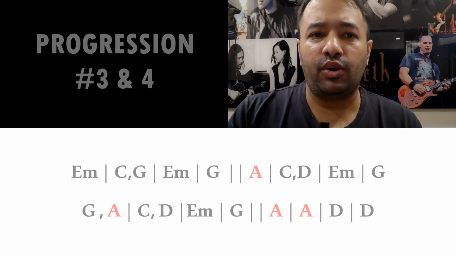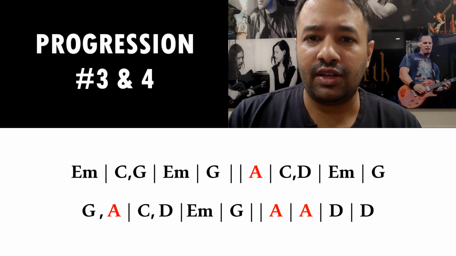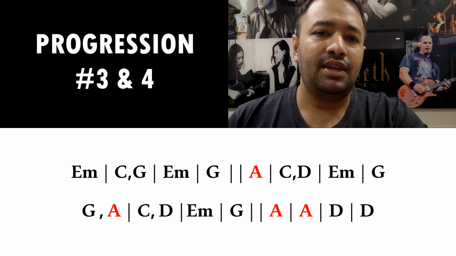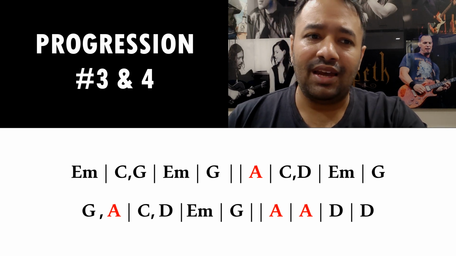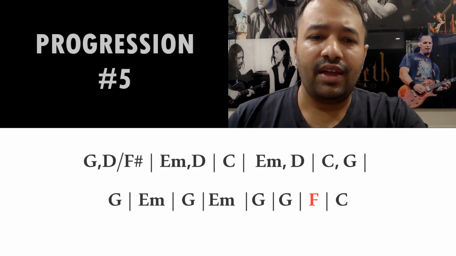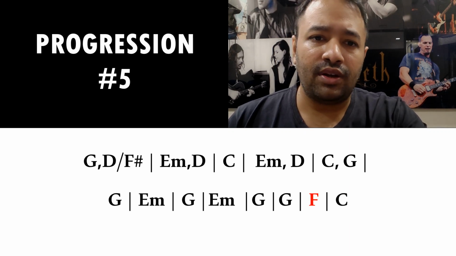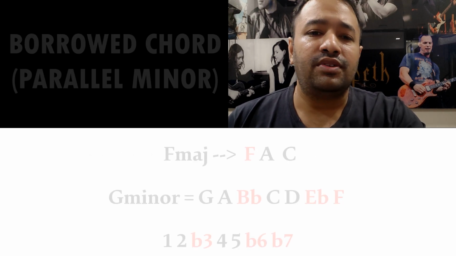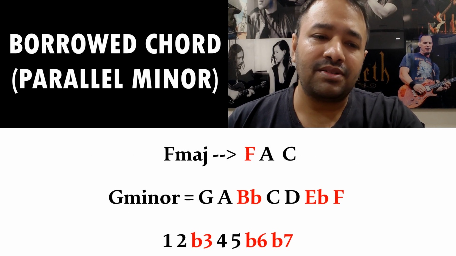Now you can see progression number 3 written out on your screens. Again, they've used that A major, which comes from the E Dorian scale. So the analysis for this part remains the same. Now progression 5, again we have most of the chords being diatonic. Here right at the end there's an F major which has been used, which is during the music part basically.